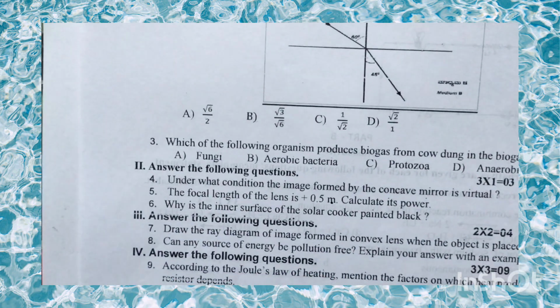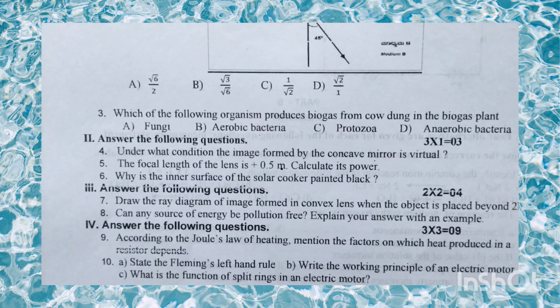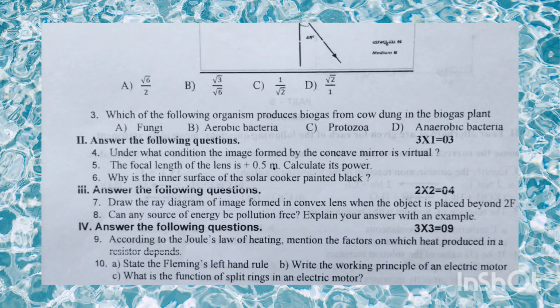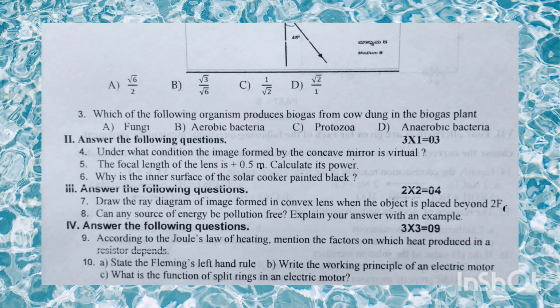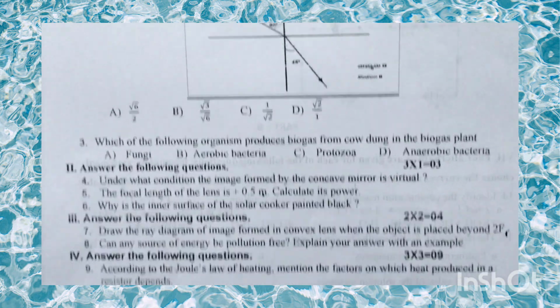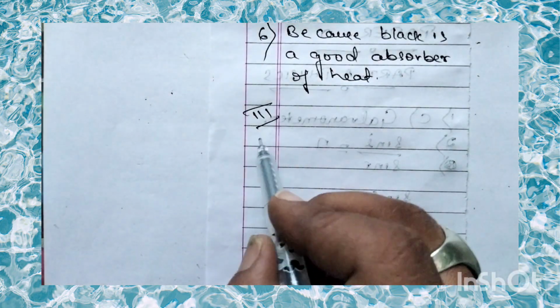Next, coming to the third main, the 2 marks question. Draw a ray diagram of the image formed by a convex lens when the object is placed beyond 2f1. So now let us write the ray diagram. Let us draw the ray diagram for the 7th question.